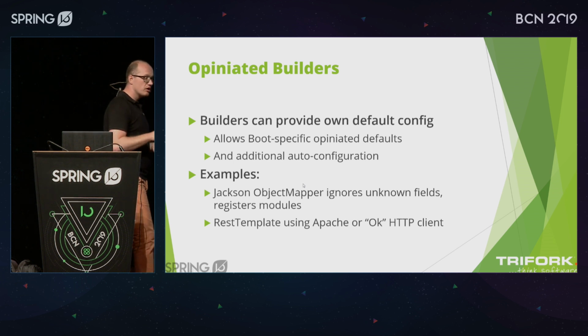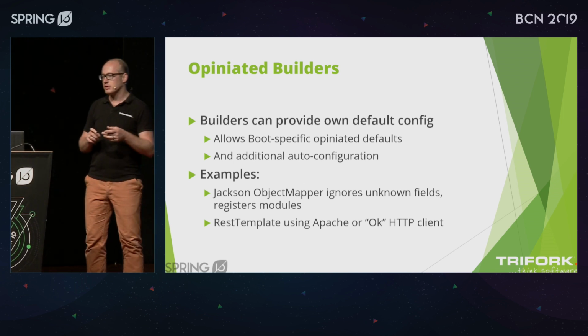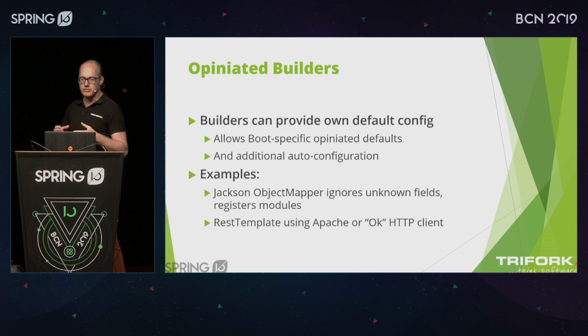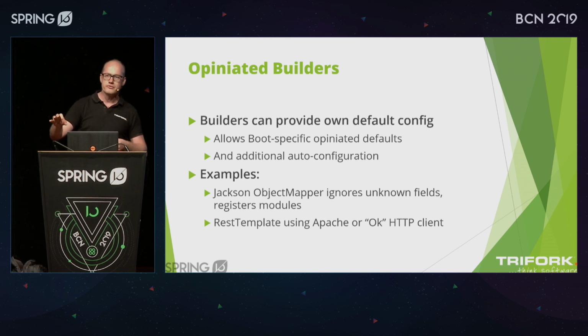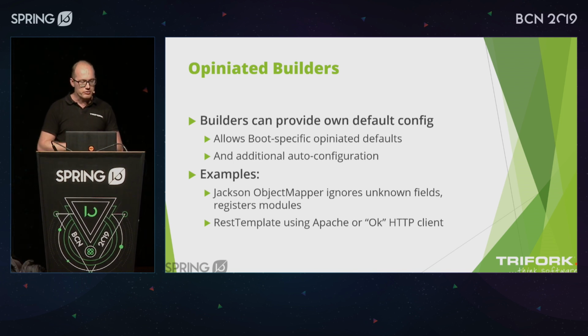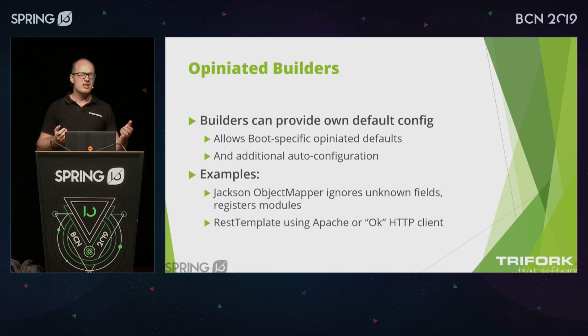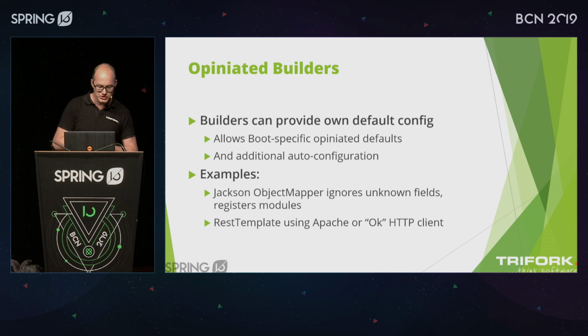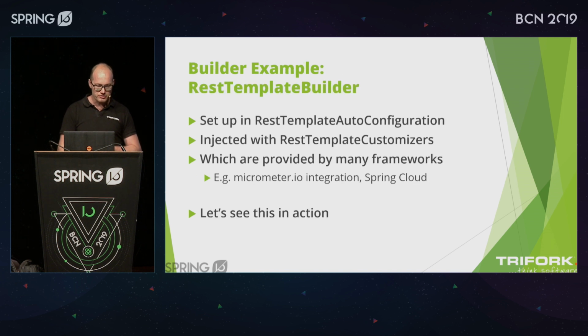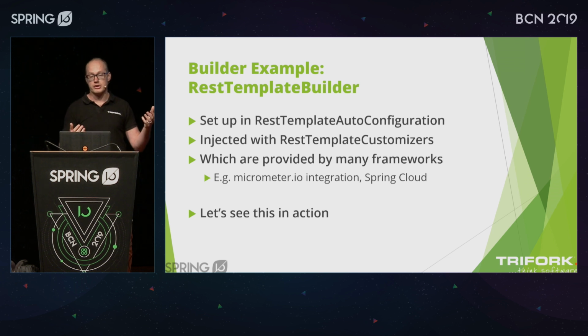Another reason that Boot provides you with these things is that it provides some default configuration that's different from the defaults provided by the native libraries. So you can have some Boot-specific opinionated defaults. For example, with Jackson, we will just get an object mapper that simply ignores unknown fields. With a REST template, you will get an HTTP client configured based on whatever is on your class path, that sort of stuff. And this is all done, for the REST template, in auto-configuration.